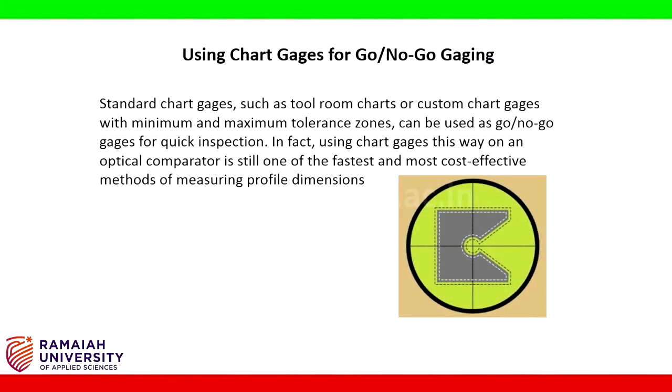Using chart gauges for go or no-go gauging. Standard chart gauges such as tool room charts, or custom chart gauges with minimum and maximum tolerance zones, can be used as go or no-go gauges for quick inspection. In fact, using chart gauges this way on an optical comparator is still one of the fastest and most cost-effective methods of measuring profile dimensions.